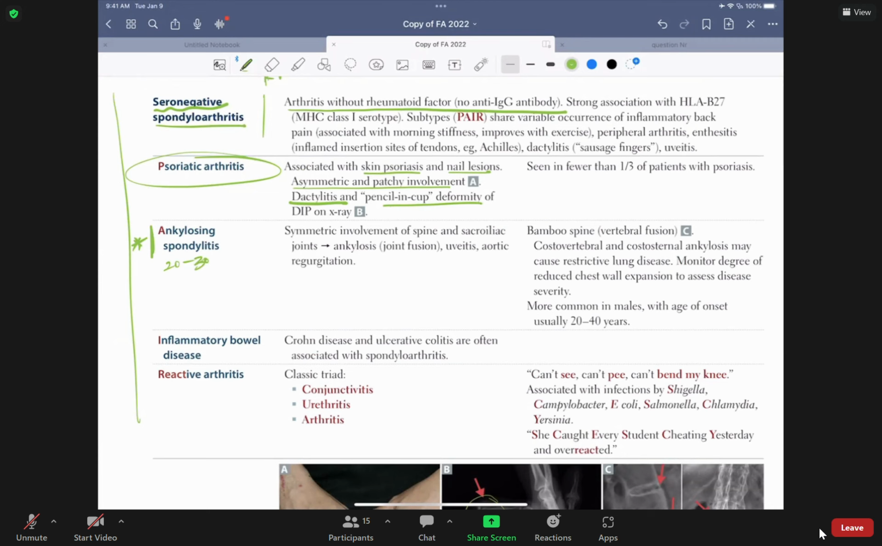It's something else. NBME has it, don't pick that. It has to be very young people, folks, okay, 20s and 30s. Symmetric involvement of the spine and sacroiliac joint. So what is exactly happening in ankylosing spondylitis?